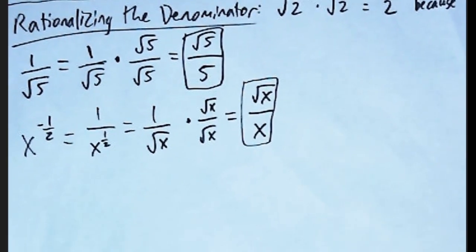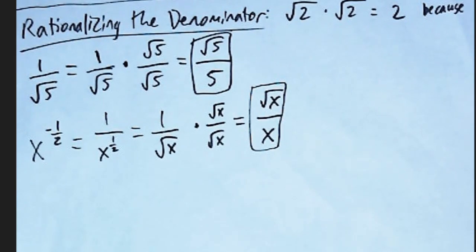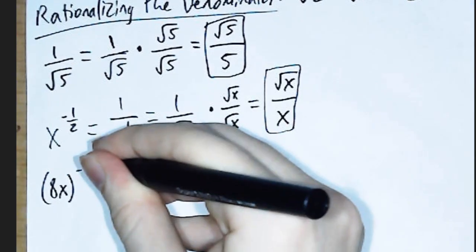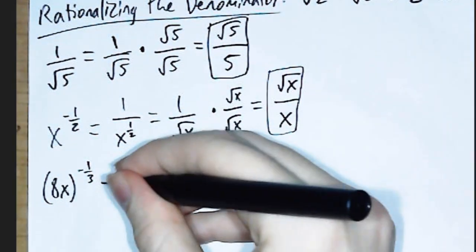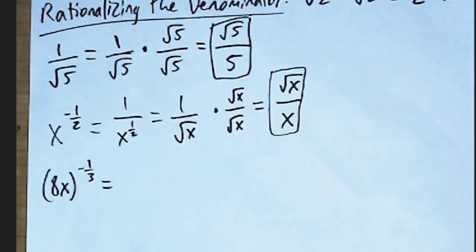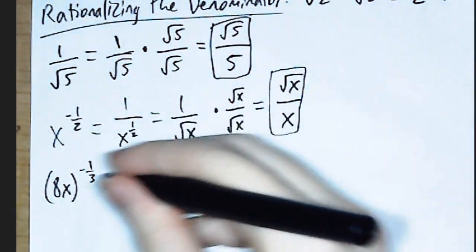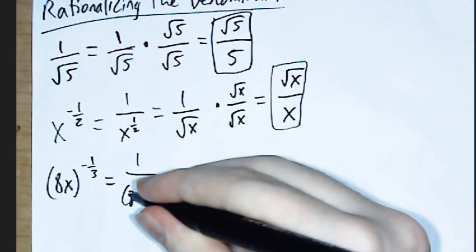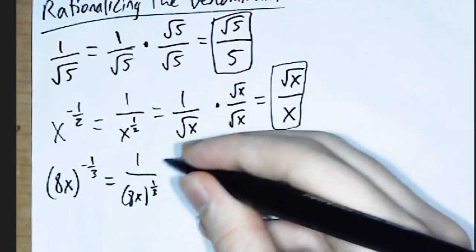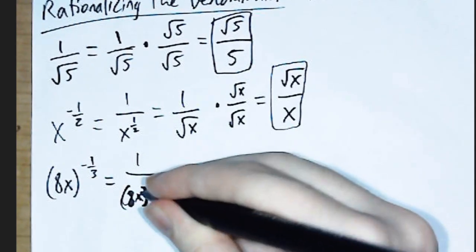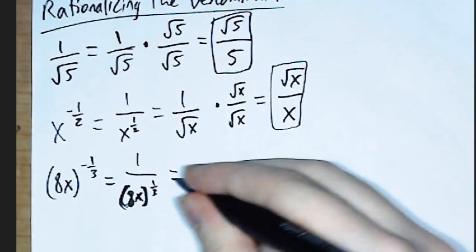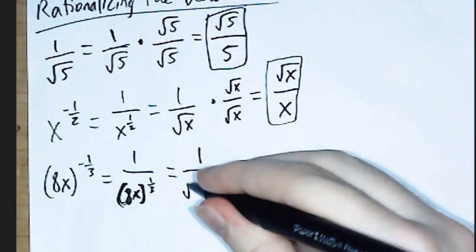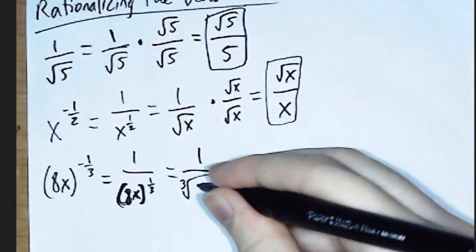Okay. The next one is 8x, all of it to the negative 1/3. This is going to give me, well, what goes on top? Well, there's nothing that goes on top because all of it is going to be moved to the denominator. All of it is being raised to a negative exponent. So we get 8x to the positive 1/3 on the bottom. This is going to give me 1 over the cube root of 8x.